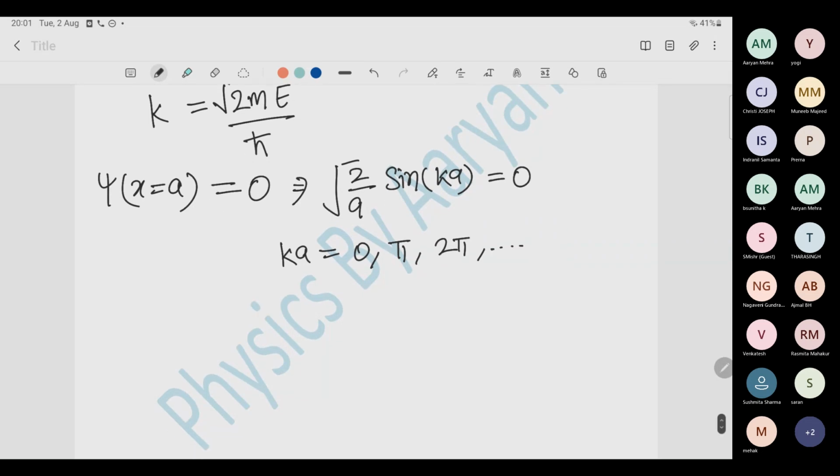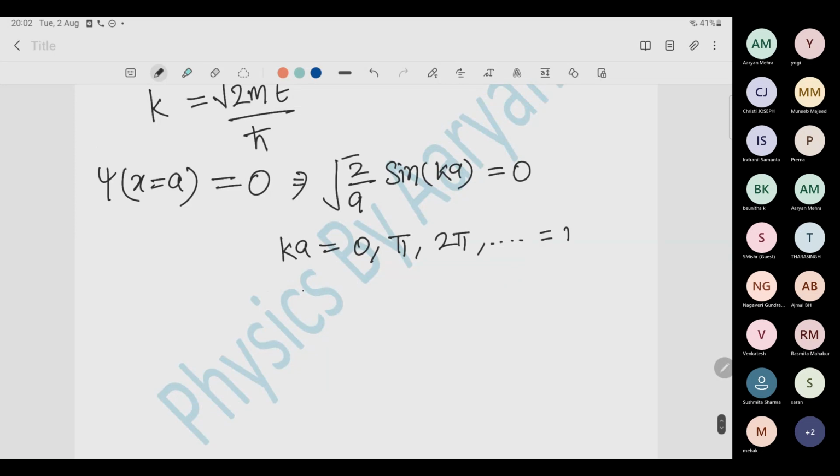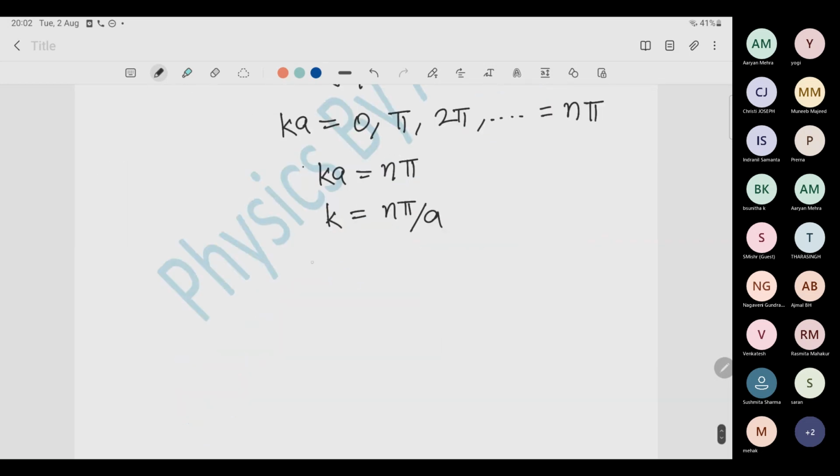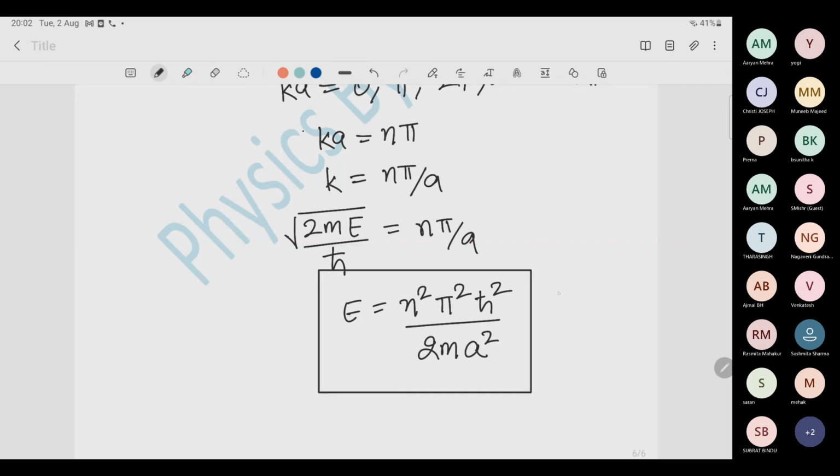Let's put the value of k. Our ka must equal n pi, or k equals n pi by a. And what is k? k is under root 2mE by h cut, which equals n pi by a. So what is our E? It is n square pi square h cut square by 2m a square, and here n equals 1, 2, 3, and so on.